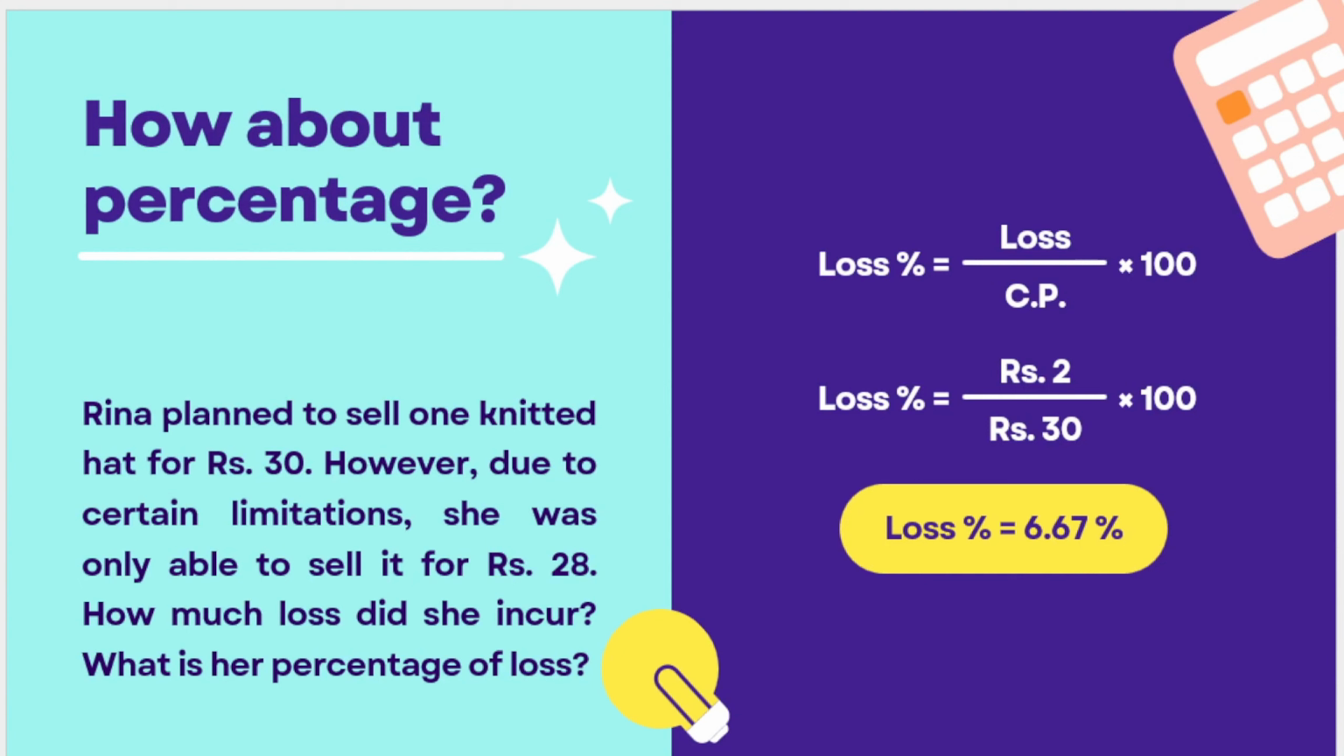As we know that, loss in percentage is calculated as actual loss in terms of rupees or any other currency divided by the cost price and multiplied by 100. So let us substitute the value of actual loss as 2 rupees in the numerator and value of cost price as 30 rupees in the denominator and multiply it by 100 to get 6.67%. Therefore, her loss is 6.67%. Let us now go to the third example.